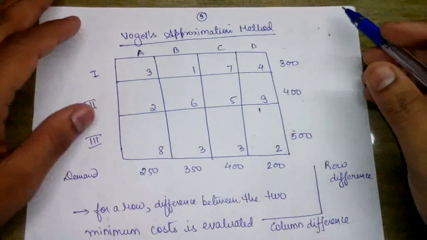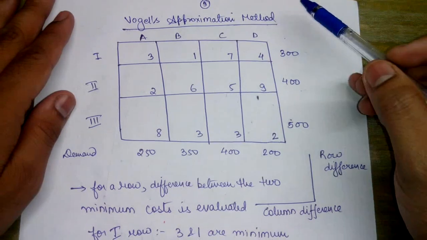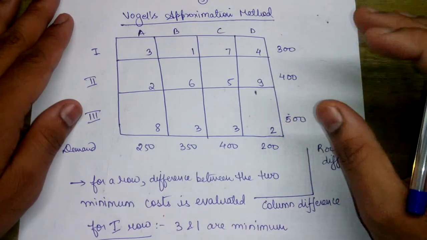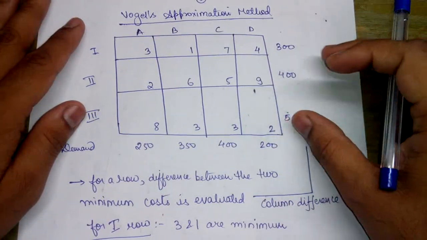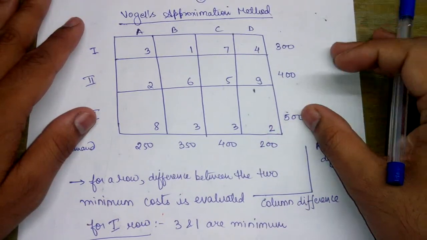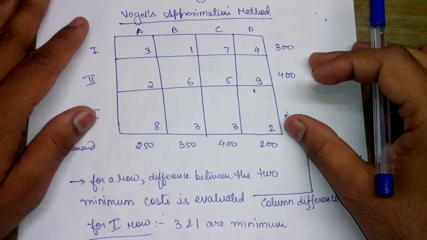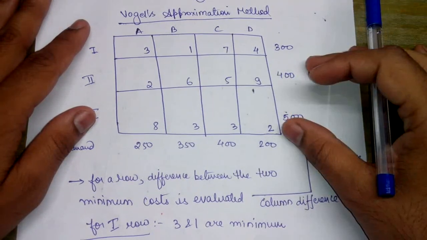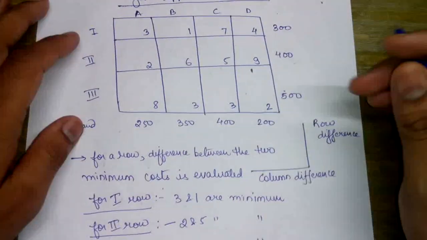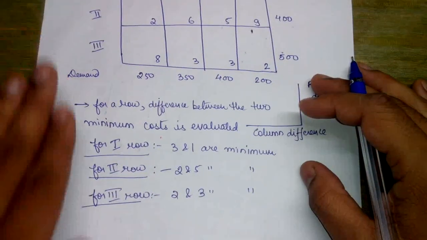So the next method that we are going to apply for obtaining a feasible solution is Vogel's approximation method. Now this method is quite complicated, but it is the most preferred method. What we are going to do here is we are going to calculate the row difference and the column difference, and corresponding to the largest difference, the one which is having the least cost, we are going to allocate that cost first.